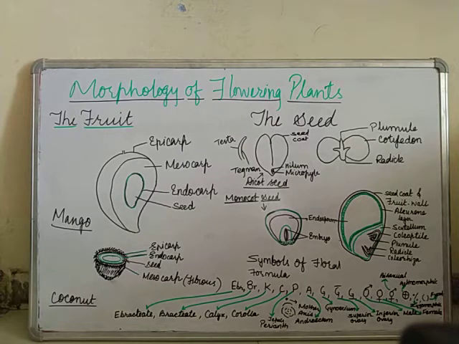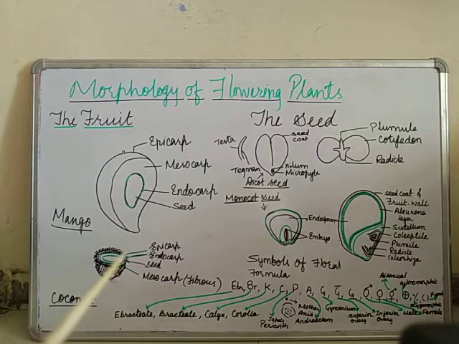That means all the floral parts arise below the ovary, and it is one seeded. You can find only one seed in the mango. In mango, the pericarp is well differentiated, which we have already discussed. In the case of the coconut, you can see there is a membranous epicarp. The epicarp is membranous.